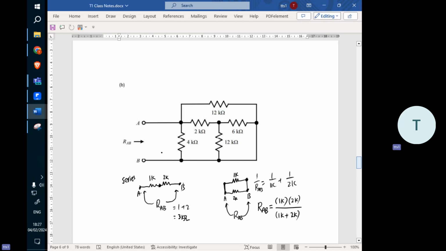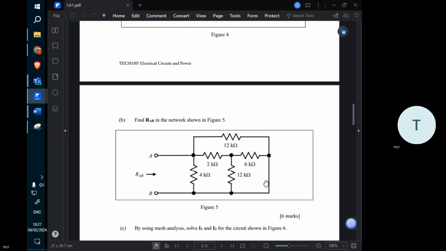Wait, so you start first. You look at here. Hey, wait a minute. This is simple. This is the correct one, right?